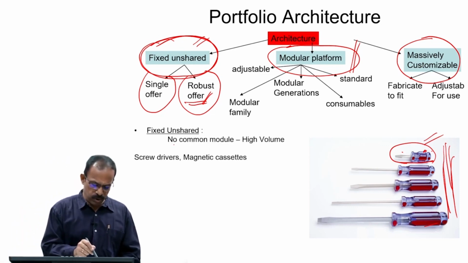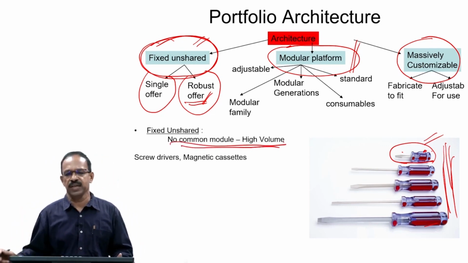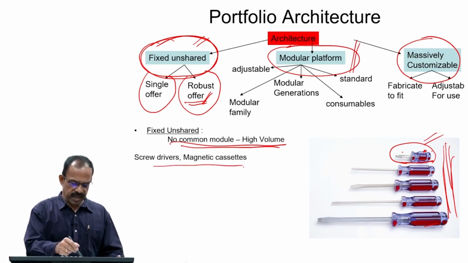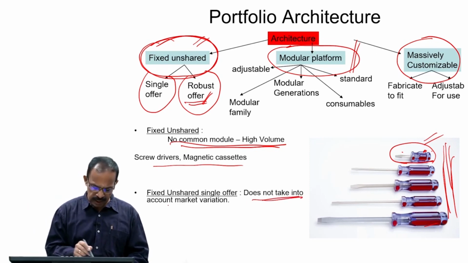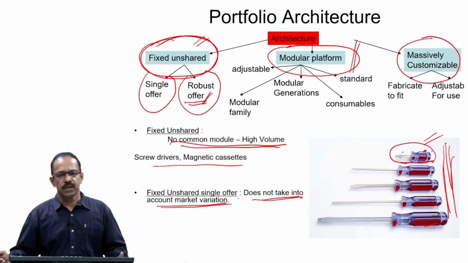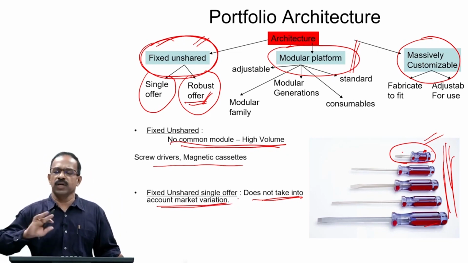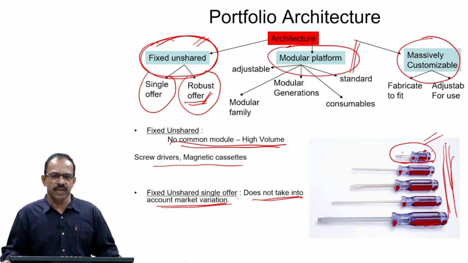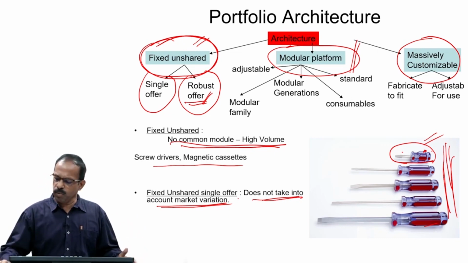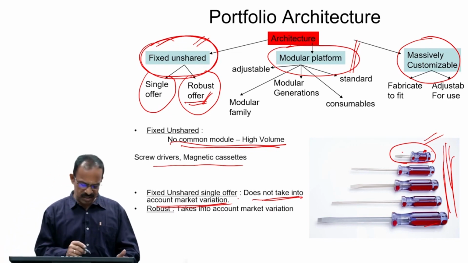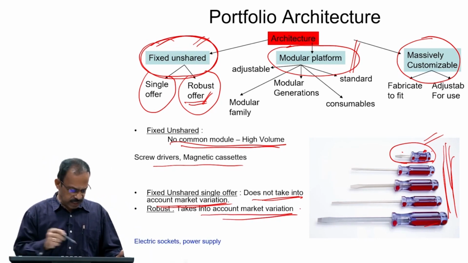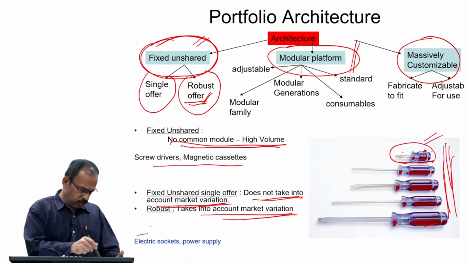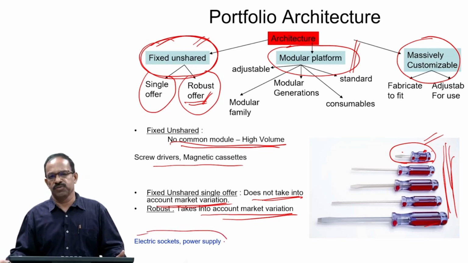There is no common module and it is high volume for fixed unshared, and screwdrivers and magnetic assets are examples for this. The fixed unshared single offer does not take into account market variation. If it is a single offer, it will not really take care of the market variation, and they assume that every market can take this and sell it as a product. But the robust offer will take into account some market variation, especially the power sockets and other things in the electric sockets, power supply, etc. in the product. That is the example for robust offer.